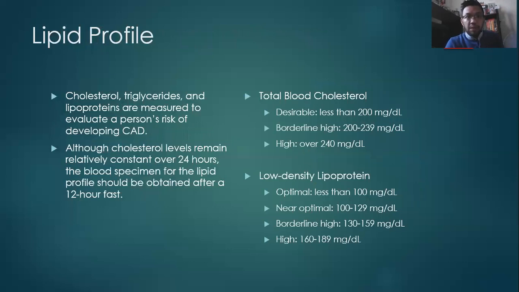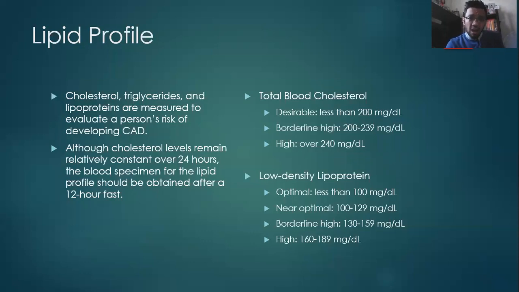Next would be the lipid profile. Here, the things that are measured would be the cholesterol, triglycerides, and lipoproteins. They are used to evaluate a person's risk of developing coronary artery disease. When we talk about coronary artery disease, one example would be atherosclerosis, where there are plaques inside the patient's coronary artery. There are plaque buildups. We'll talk about that later once we go to that topic, CAD.